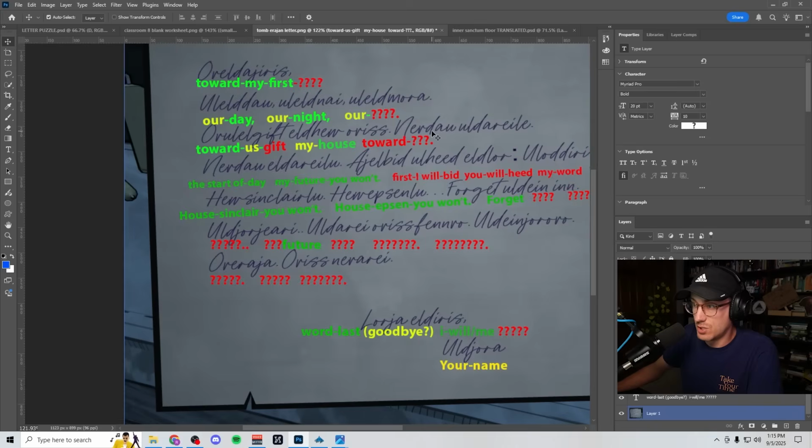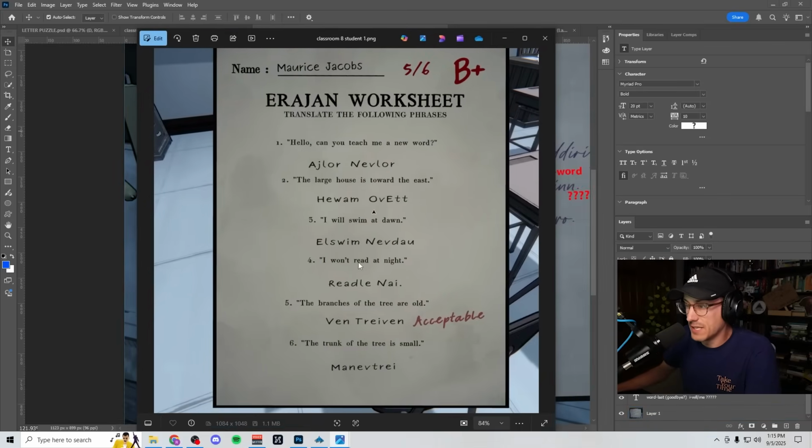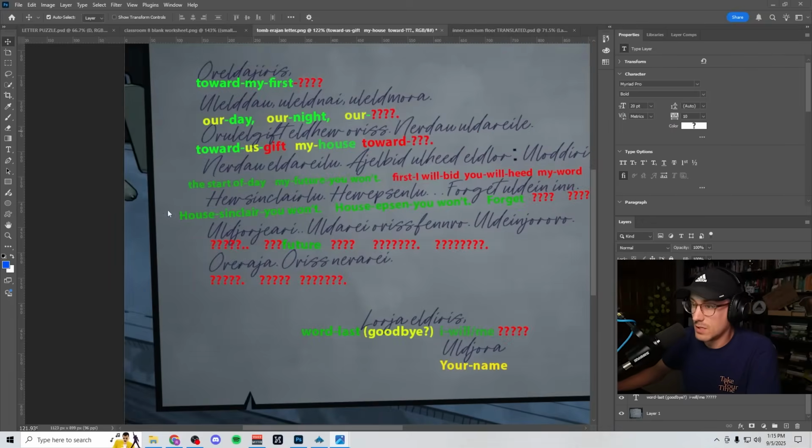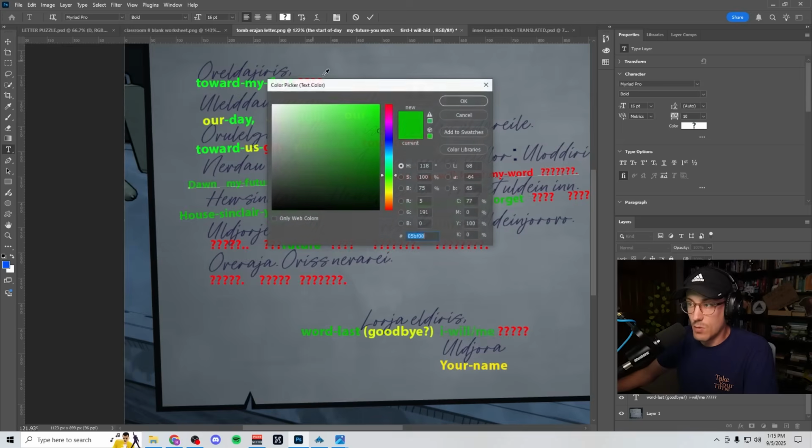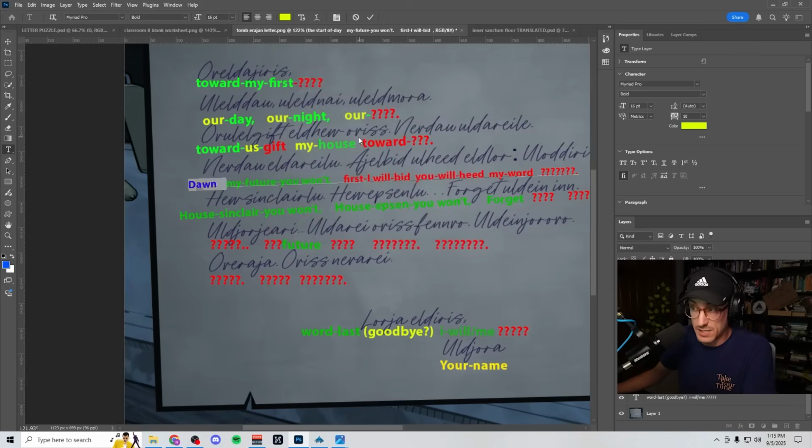Nevdau means dawn. Right? Like we just decided it means dawn. I'll swim at dawn. So I think we just have to call it dawn. We can say, instead of the start of day, that's too confusing. Let's just say dawn. We can make it yellow because it's not a direct translation of the letters on the page. It is me being like, this is what the worksheet says.